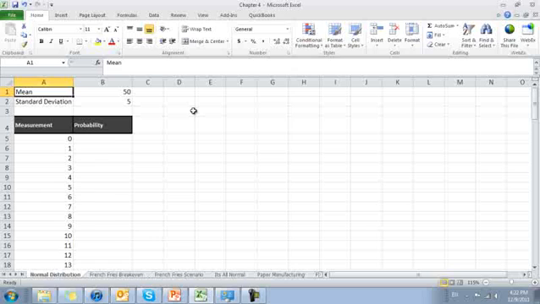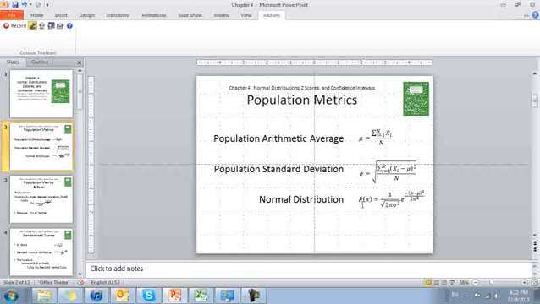Measure at 0, what's the probability of finding that measurement? Measurement at 5, what's the probability of finding that measurement? Remember, our mean for our distribution is at 50. Our standard deviation is at 5. Going back for just a second, we have our normal distribution being given here. 1 over the square root of 2 pi sigma squared, e to the negative x minus mu squared over 2 sigma squared.